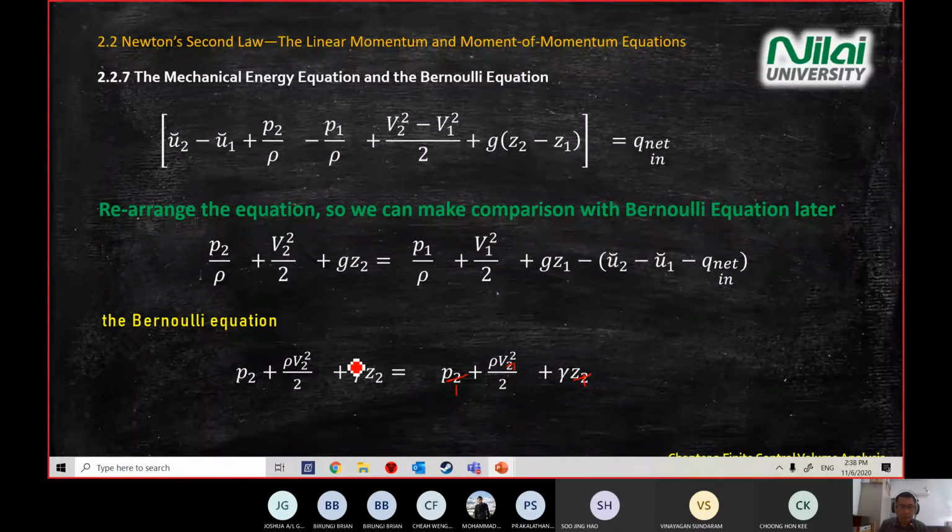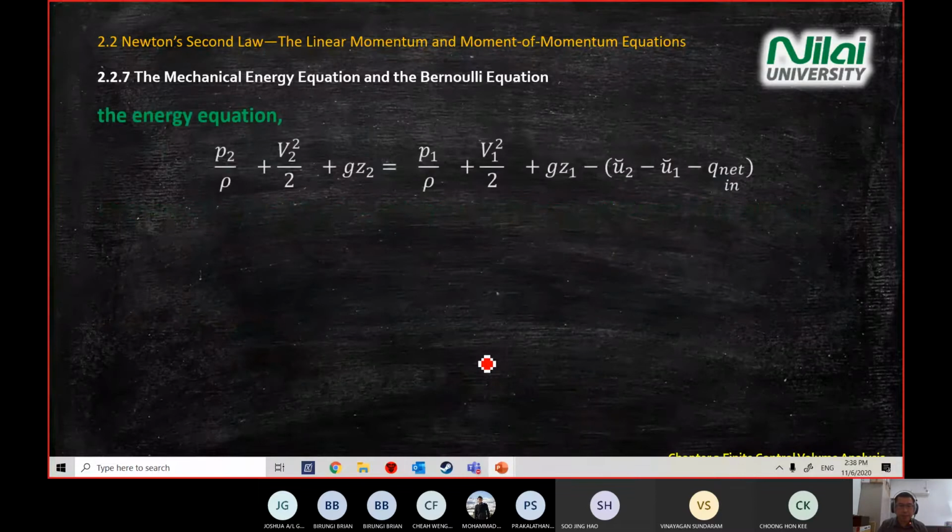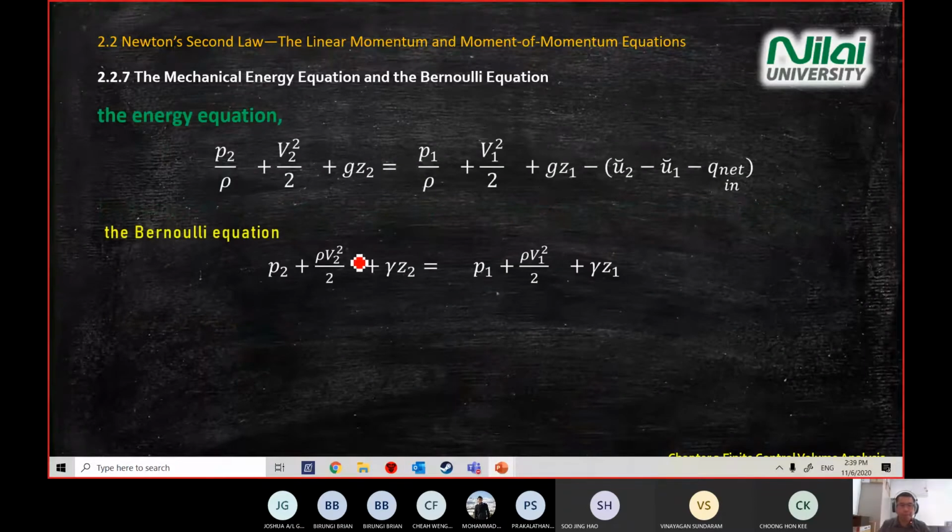All right. So, what happens on the output? Same with the inlet. So 2 equals 1. Right. So this is the structure of the Bernoulli equation. Then we make a comparison just now, right? We make a comparison between these two. So when you compare these two, at this moment our energy equation is still not the same as our Bernoulli equation. So we need to make our energy equation in this form.